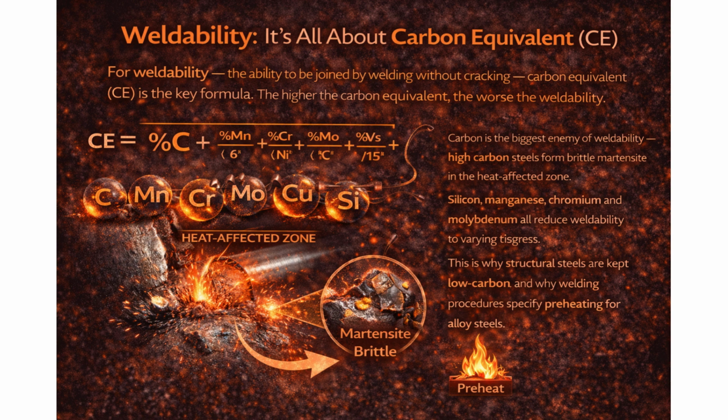For weldability, the ability to be joined by welding without cracking, carbon equivalent is the key formula. The higher the carbon equivalent, the worse the weldability. Carbon is the biggest enemy of weldability. High carbon steels form brittle martensite in the heat-affected zone. Silicon, manganese, chromium, and molybdenum all reduce weldability to varying degrees. This is why structural steels are kept low carbon, and why welding procedures specify preheating for alloy steels.